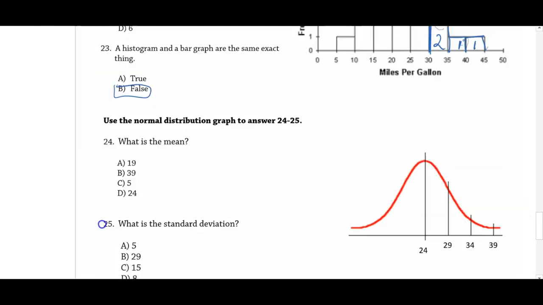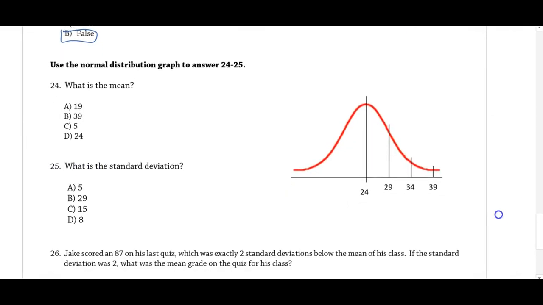All right, last 3. You should look super familiar from the beginning of the notes today. For number 24, what is the mean? D, 24. Because again, it's just that middle number. So this is our mean here. Standard deviation we have to calculate. That's the distance between. So it's always easiest, or quickest I should say, just to use these first 2 here. So if I did 29 minus 24, I'd find 5. Good. That's our standard deviation.